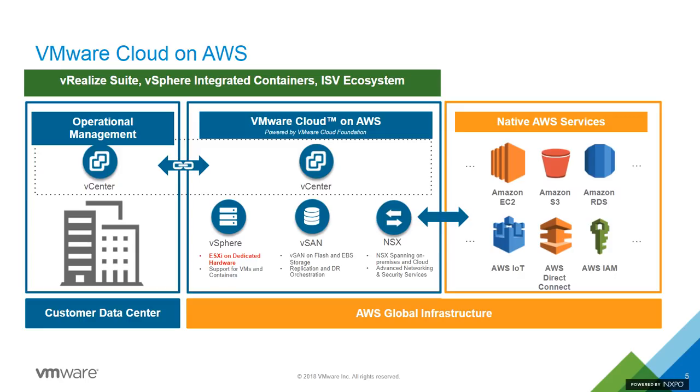There's a certain level of operational consistency we'll talk about with hybrid linked mode in a few slides, but you'll see this dotted line around both the vCenter on-premises as well as the one in VMware Cloud on AWS. This allows you as the customer to be able to see and manage both environments from the same vSphere client.